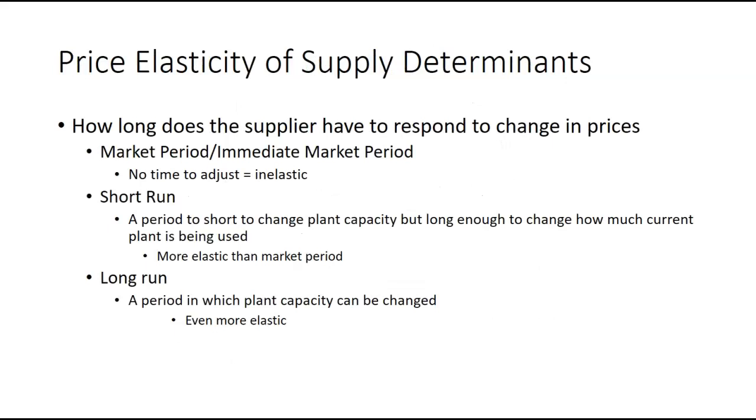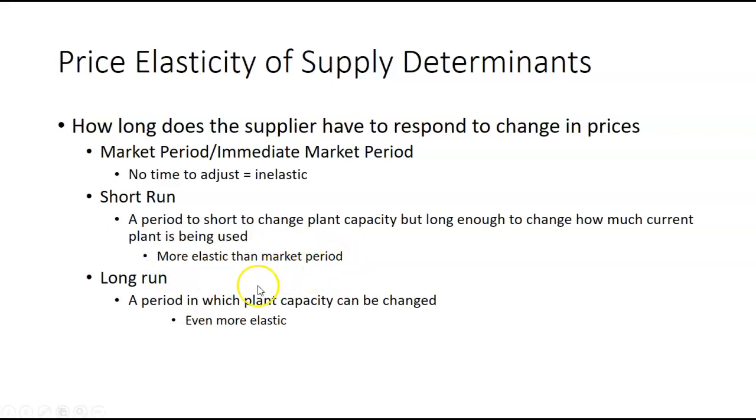So the market time period, the immediate time period, is inelastic. There's no time to adjust. The short run is a period too short to change the plant capacity. It has fixed resources, which is going to be the main thing we're talking about. You have time to change the personnel and the number of hours worked, but you can't change the machines. That's going to be the fixed resources. But you can change how much of the current plant is being used, so more elastic. They can do overtime, they can do half shifts, those kinds of things, but they can't completely change things.